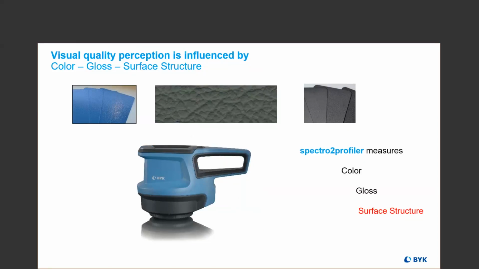So this is why we provide a combination of several different measurement techniques in one instrument. That instrument is our new Spectro 2 Profiler instrument, which measures color and gloss, as well as aspects of surface structure.